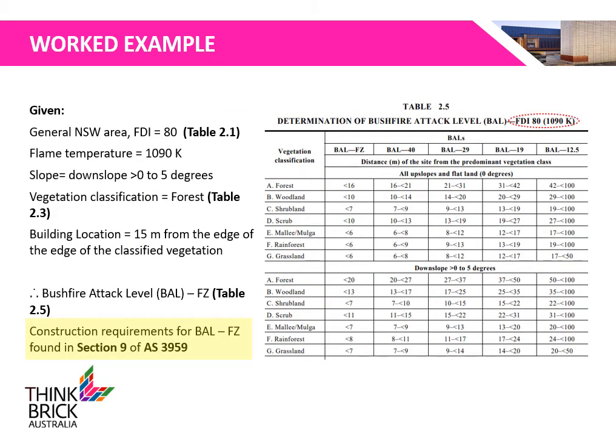Using the values found from the tables and the given values, we are able to determine the bushfire attack level in Table 2.5. In this case, we find that the bushfire attack level is FZ, or flame zone, which is the highest level of bushfire attack. From here, we are able to determine the construction requirements for a flame zone bushfire attack level, which can be found in Section 9 of AS 3959.